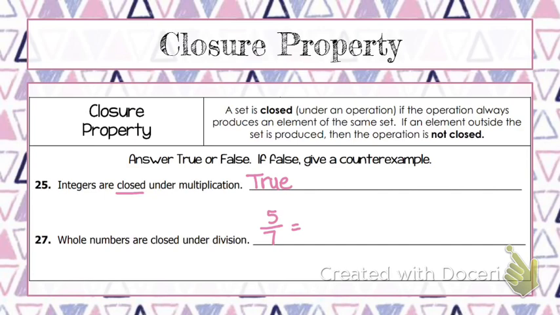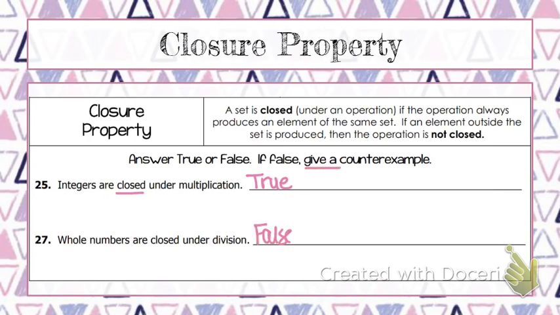5 sevenths actually equals 0.71428 and so on. It's a very long number. It's actually irrational. So I divided two whole numbers and I did not get another whole number. So that means that this is false. Whole numbers are not closed under division.